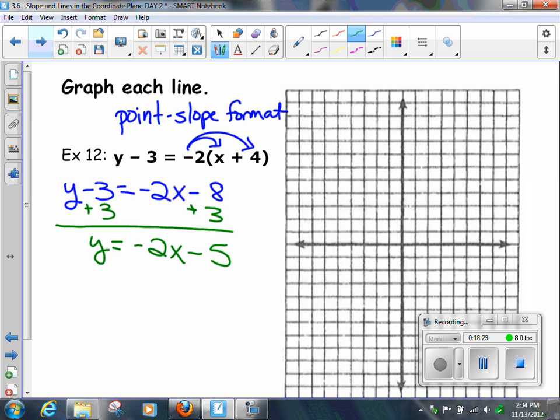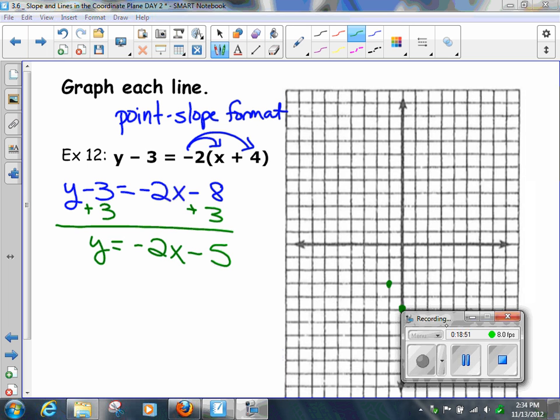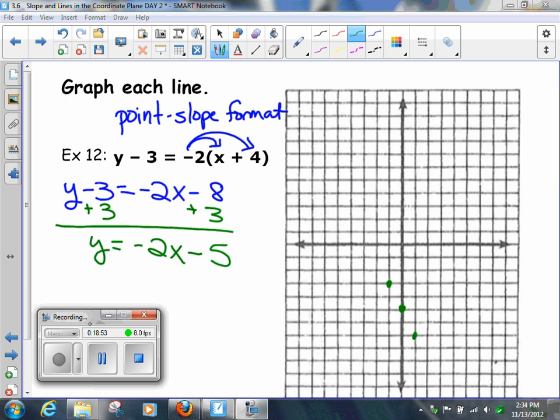Where do I start? -5. 1, 2, 3, 4, 5. And from that point, I'm going to do what? Down 2, right 1. Or up 2 and left 1. Folks, it needs to go through those points.